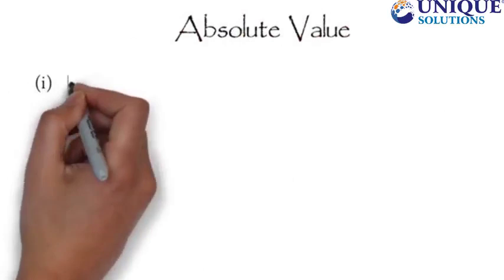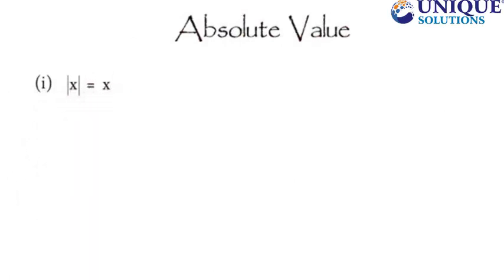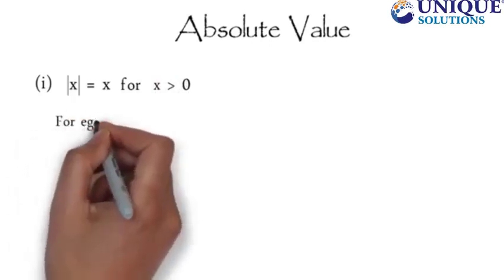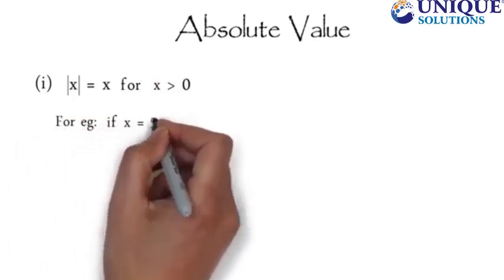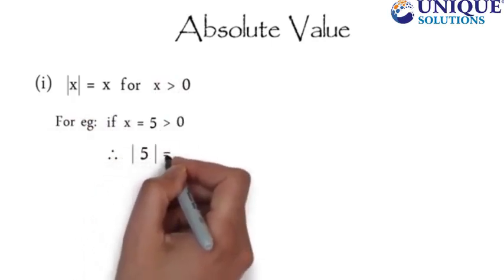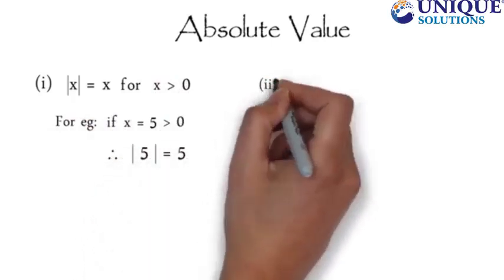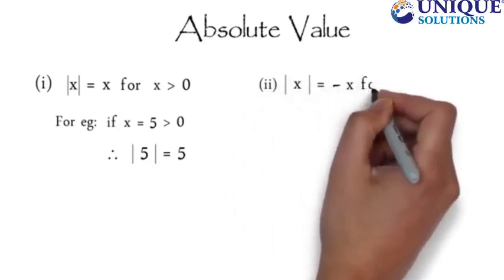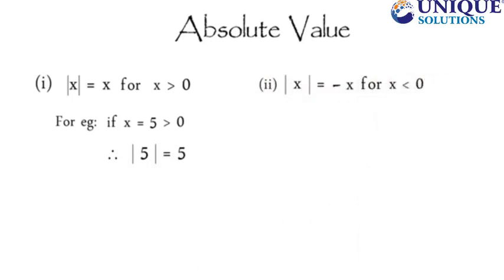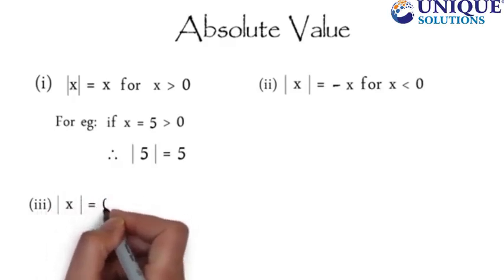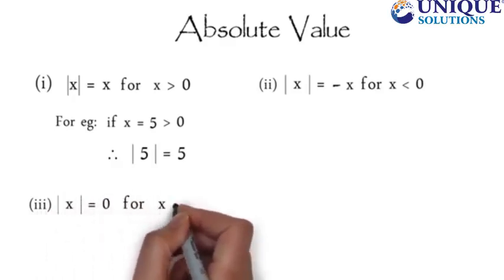Absolute value. First, modulus of x is equal to x for x greater than 0. For example, if x is equal to 5 greater than 0, therefore modulus of 5 is equal to 5. Second, modulus of x is equal to minus x for x less than 0. Third, modulus of x is 0 for x equal to 0.